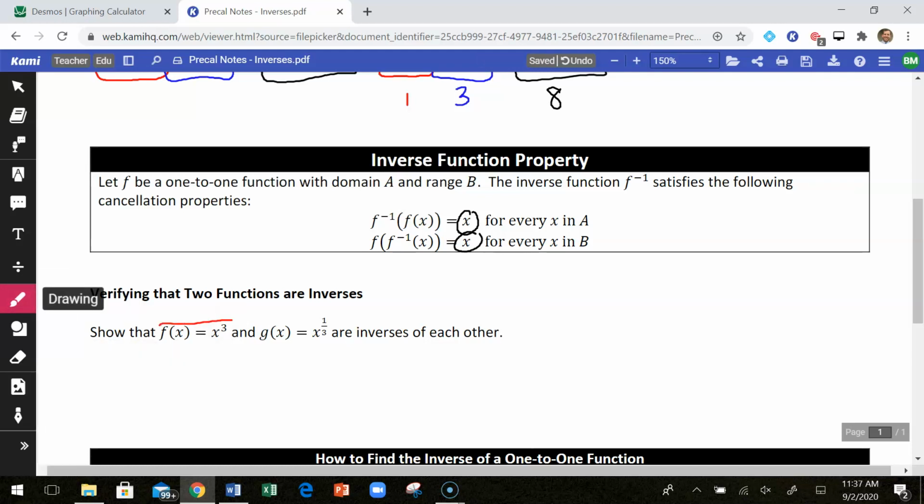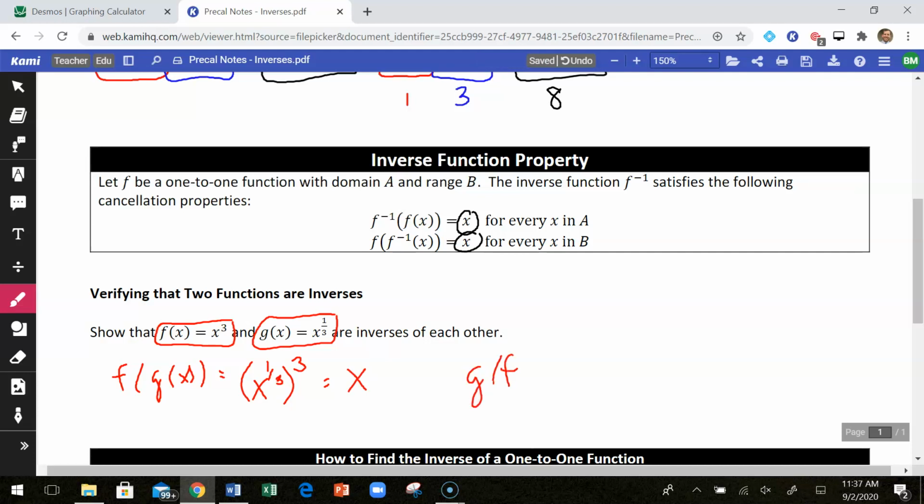We want to see if f of x, which is x cubed, and g of x, which is x to the 1/3, are inverses. What I'm going to do is f of g. Take the function f, which is x cubed, and instead of x, plug in the function g, which is x to the 1/3. And x to the 1/3 to the third, I would multiply those exponents, and I would just get x.